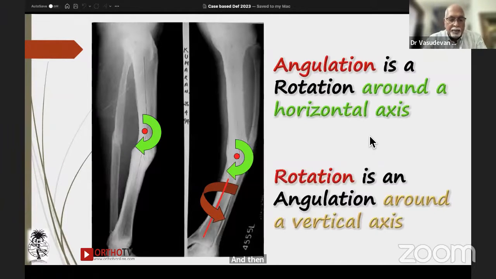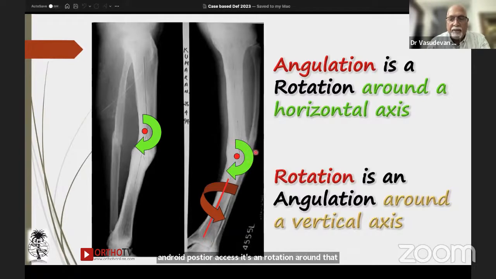Here, in this image, you can see that angulation is a rotation around a horizontal axis. There is a procurvatum deformity with the axis around that point. This is actually a rotation around that axis. Here you can see the varus deformity, which is in the anteroposterior axis. It's a rotation around that point.